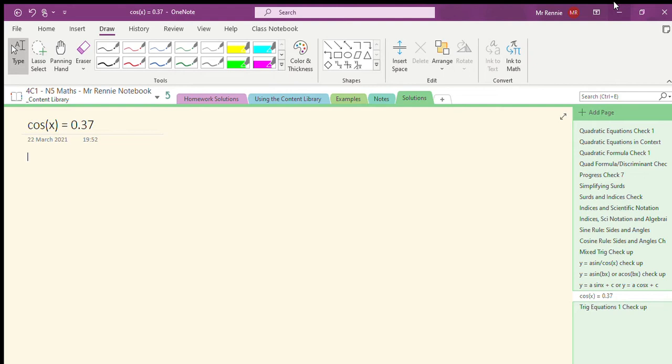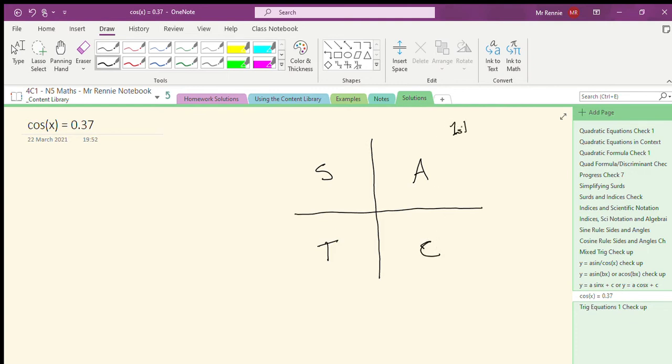So the first thing we do is create a CAST diagram. You should have plenty of practice today, and you do get quicker at doing these. We get an A in the first quadrant for all, sine is positive in the second quadrant, tan is positive in the third quadrant, and cos is positive in the fourth quadrant. It's good to label your quadrants well: the first is the A, second is the S, third is the T, and fourth is the C.